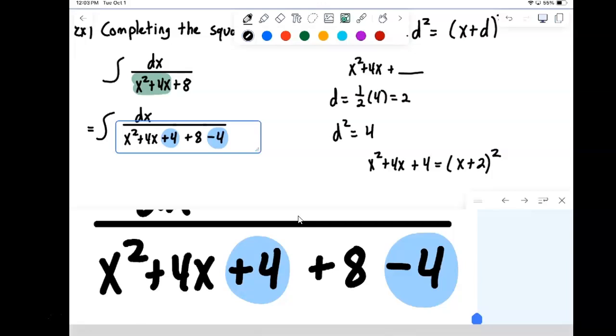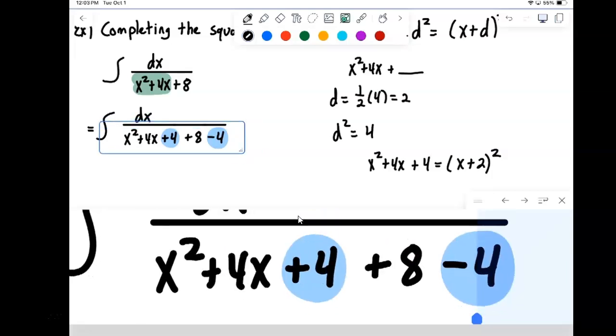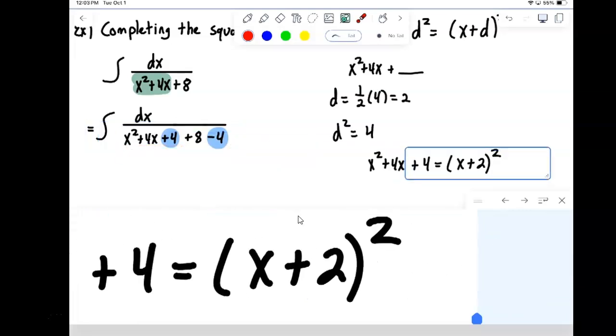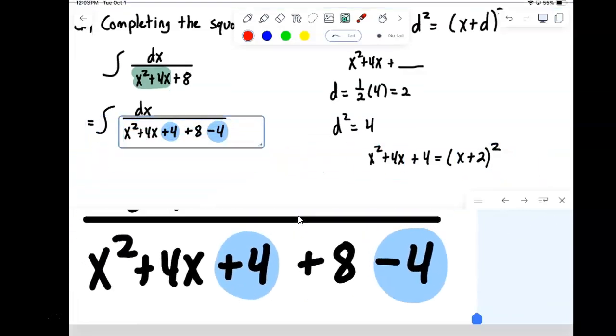So essentially what I've done is added 0 to the equation. This idea of adding 0 is a more advanced algebraic technique. And now we've managed to complete the square, because this first piece, x squared plus 4x plus 4, can now be factored as x plus 2 quantity squared. And then the other piece, positive 8 minus 4, we can just simplify.